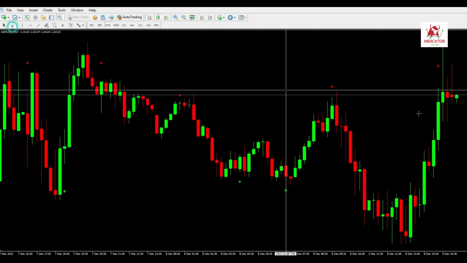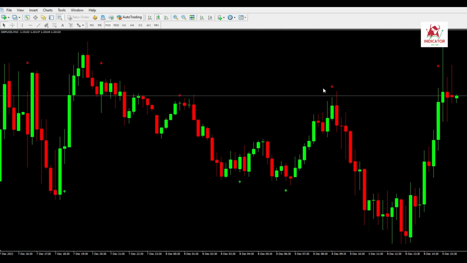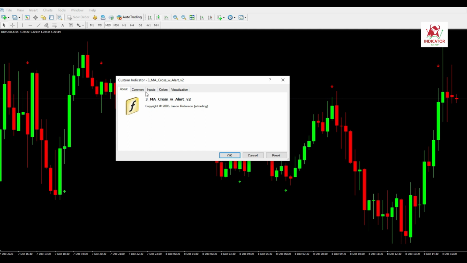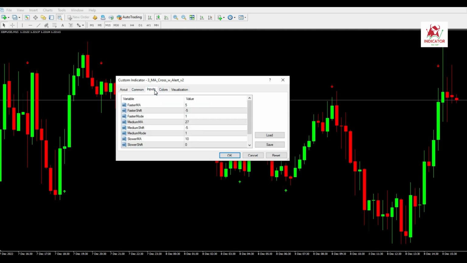The 3 MA Cross with Alert MTF indicator for MT4 is a multiple timeframe indicator that works like a normal moving average. The indicator plots 3 multiple timeframe exponential moving averages on the chart. They are faster, medium, and slow EMAs. Whenever the two MAs cross each other, the indicator produces a buy or a sell signal.